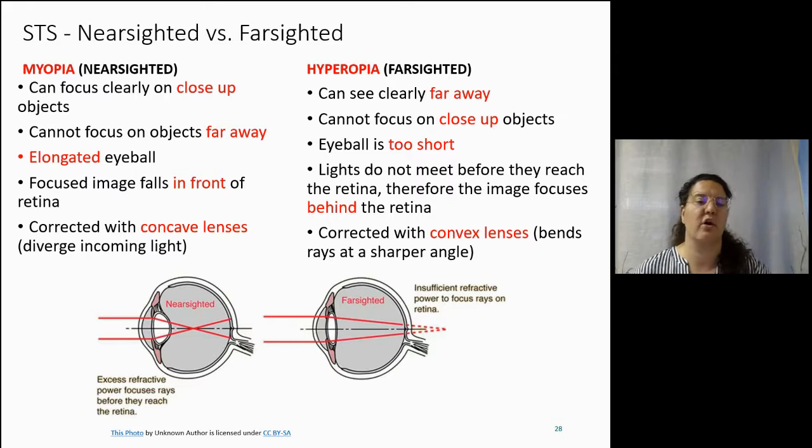And this is corrected with concave lenses, so lenses that are curved inwards on both sides. And this is known as myopia. And again, common in teenagers and young adults.